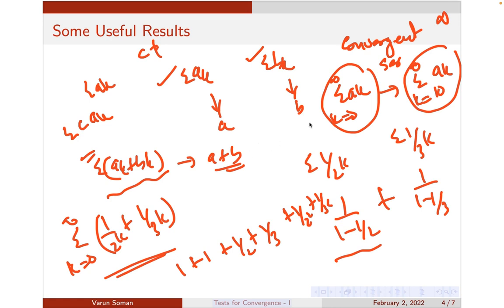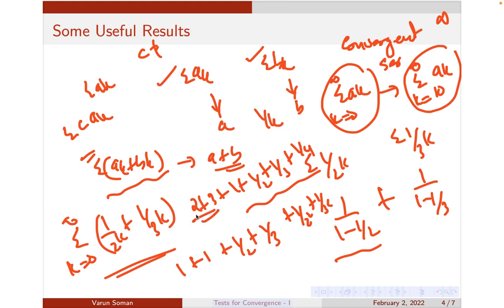Sometimes you can't write a correct form of the kth term because there will be some terms in the beginning which will not be according to some given pattern. For example, suppose your series is 2 plus 3 plus 1 plus 1 by 2 plus 1 by 3 plus 1 by 4. Basically you can say that this is according to a pattern 1 by k, but these two terms are not according to the pattern. So generally you can't say that this series is sigma 1 by k, but if you remove these two terms, still you can talk of convergence or divergence of the series. If you ignore these terms, it will not affect the convergence or divergence of the whole series.